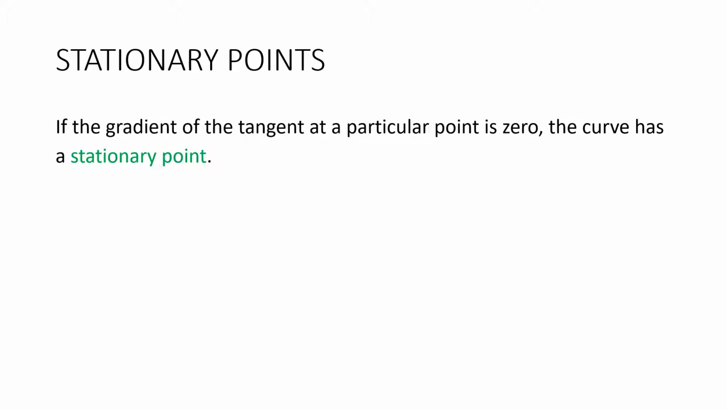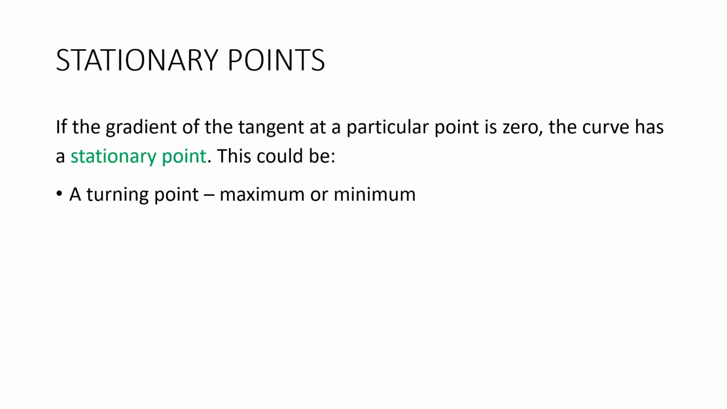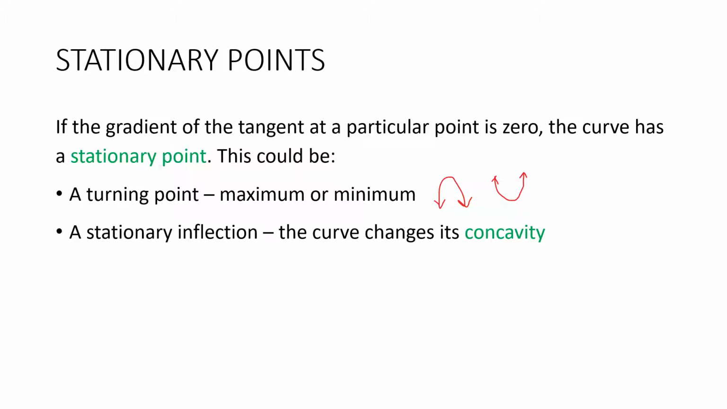So let's move on to stationary points. If the gradient of the tangent at a particular point is 0, then the curve has a stationary point. So that means that at that particular point it stops. It could be one of two things. It could be a turning point, so it stops and turns around, or like that. Or it could be what's called a stationary inflection, and that'll look like this. So it stops, but then it keeps going.